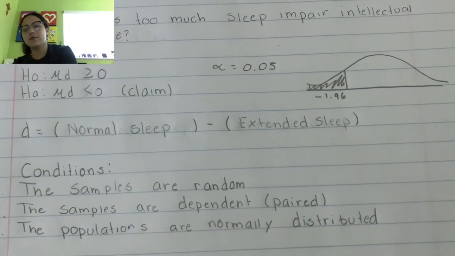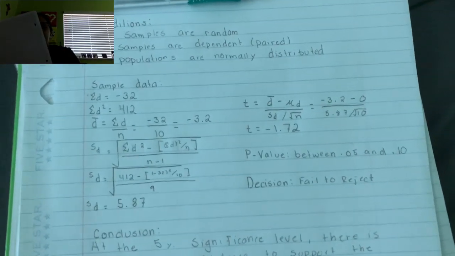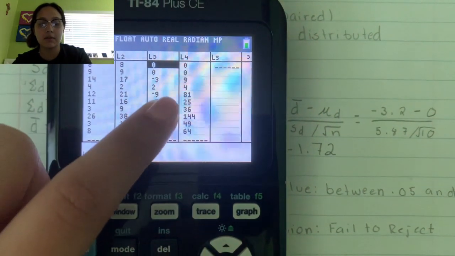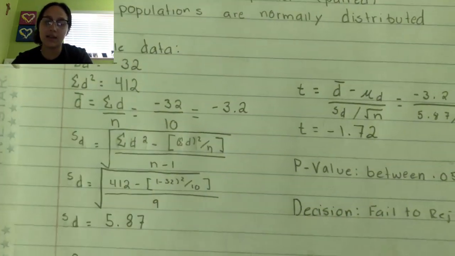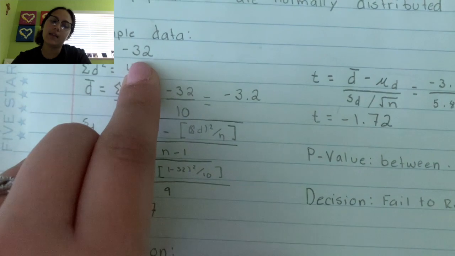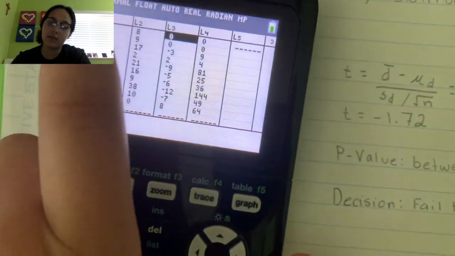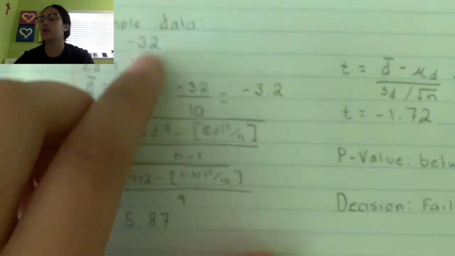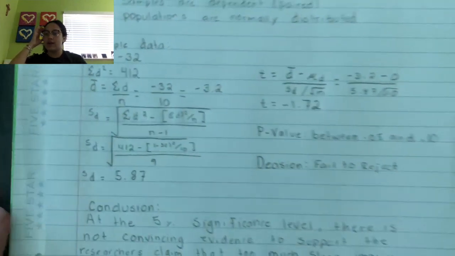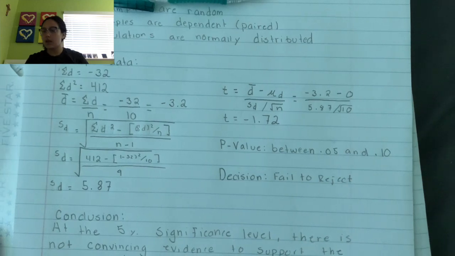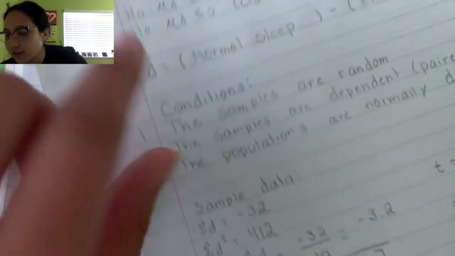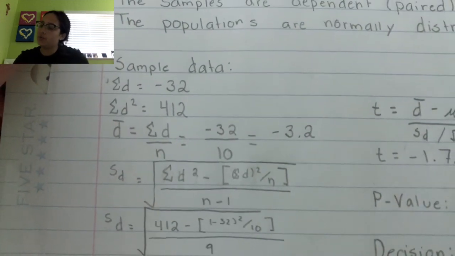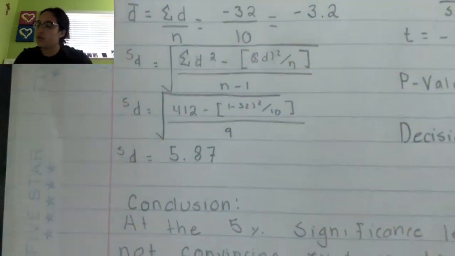So then, to start off your sample data, you have to find the sigma, the sum of d, which is equal to negative 32. And then you have to find the sum of d squared, which is 412. And then you could carry on to find d bar, which is equal to sigma d over n, so negative 32 over 10, which is equal to negative 3.2.